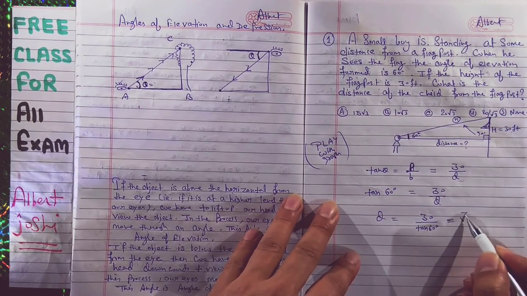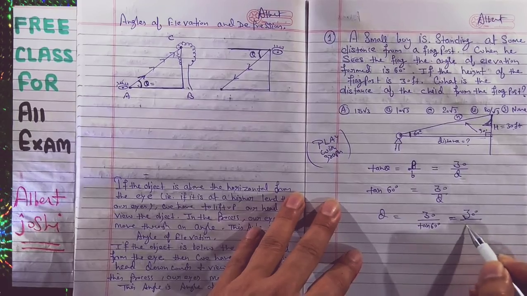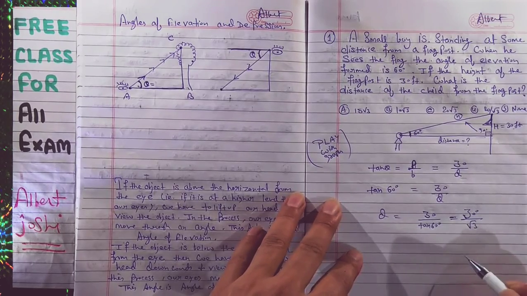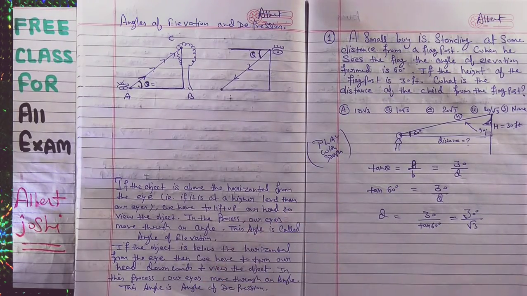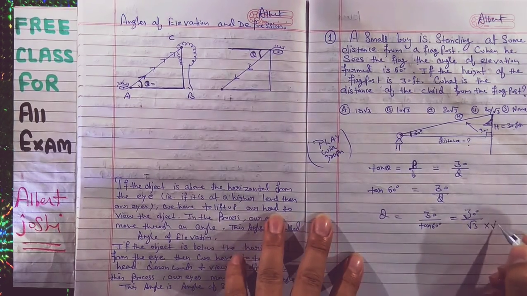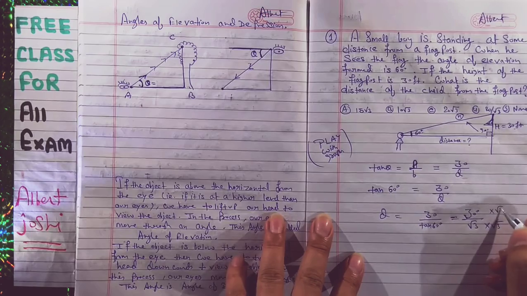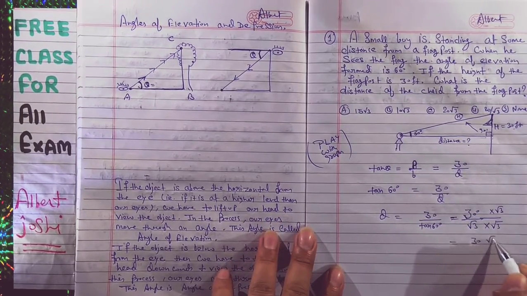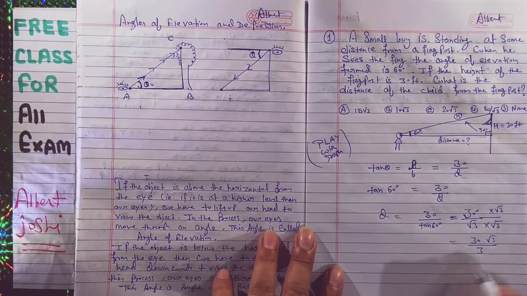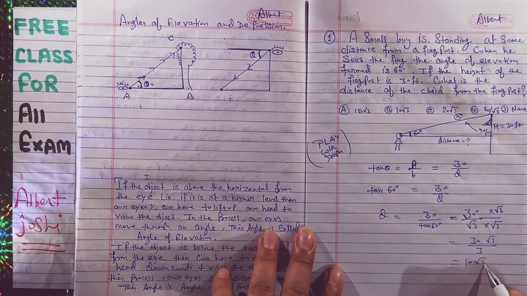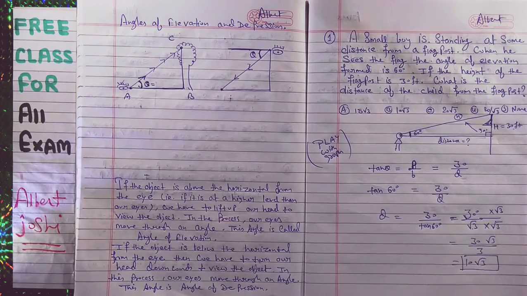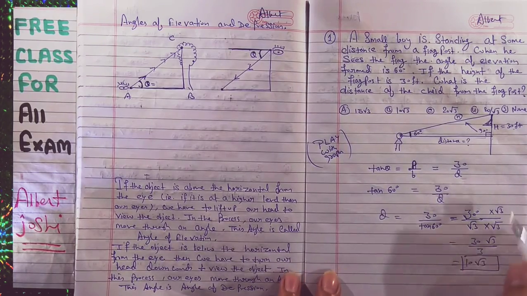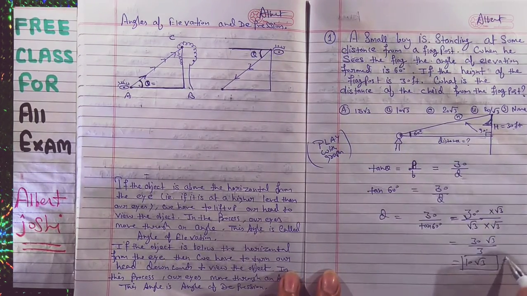So d equals 30 upon root 3. Now multiply both sides by root 3, then it will be 30 root 3 upon root 3 into root 3. This is 10 root 3. This is your answer. I think you understand that the value was in feet, so the answer will also be in feet.